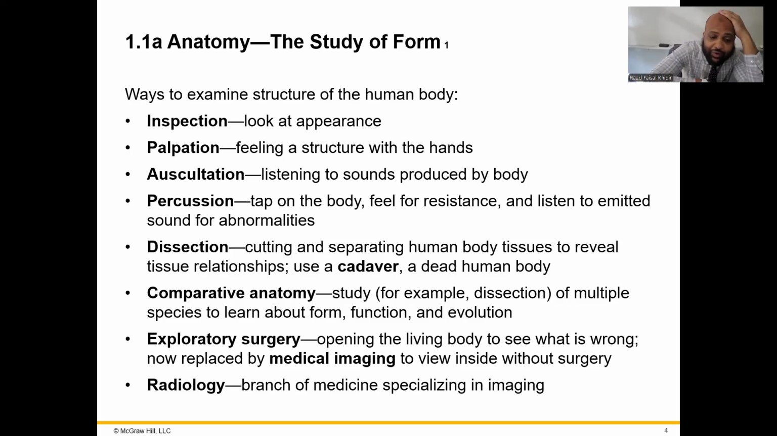There's also comparative anatomy. In comparative anatomy, it is the study, for example, the dissection of multiple species to learn about their form, function, and evolution. That's very interesting because we found out that the chimpanzees are closer to the humans than the chimpanzees are to the gorilla. And that is useful. How could that be useful? How could we take advantage of the monkeys, the chimpanzees, being very close to us in the DNA?